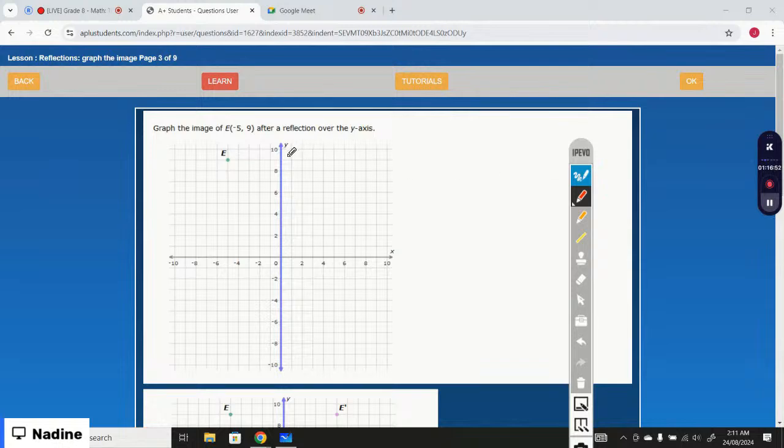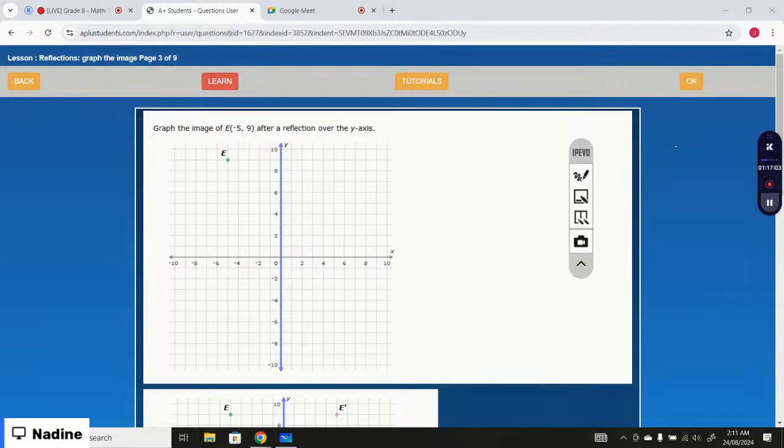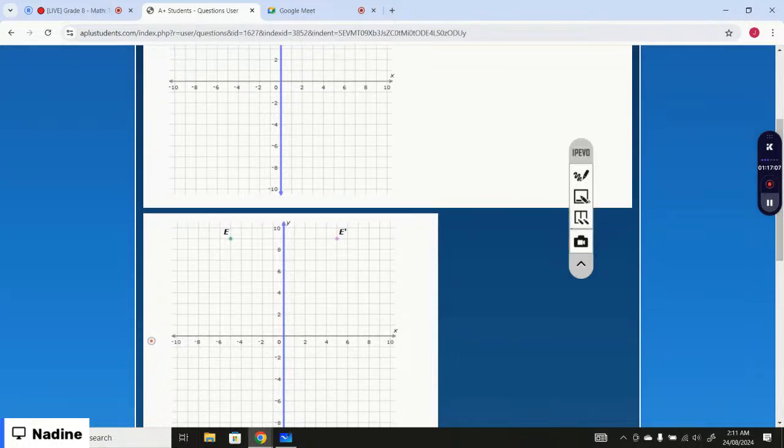So the reflected image would be 5 units right of the y-axis, right? Sorry, y-axis. That would be 5 units right of the y-axis. So the reflected image would be option number 1, the correct option. Got it?